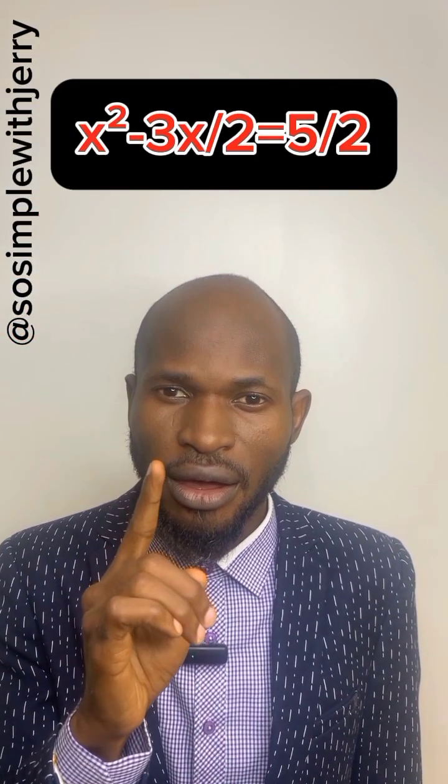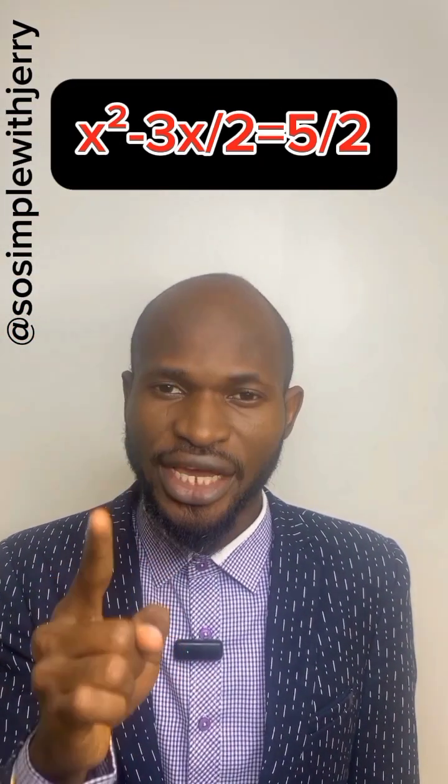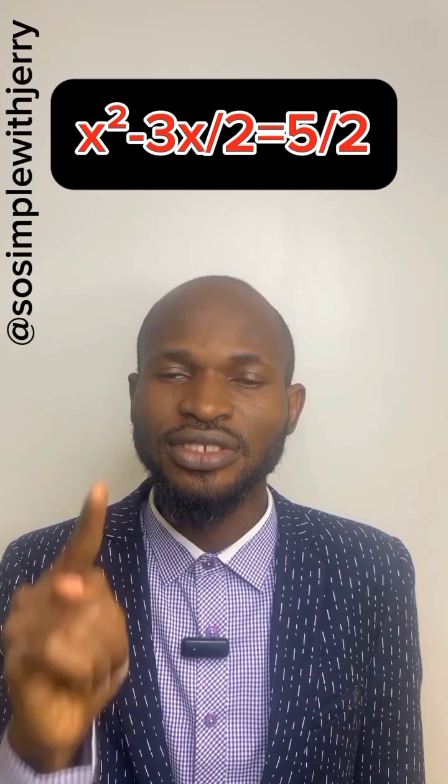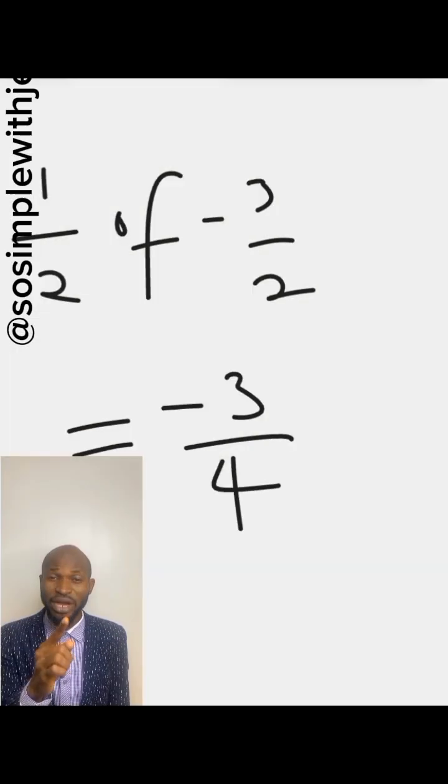Now that we have successfully divided both sides by the number 2, we now have x squared minus 3x over 2 is equal to 5 over 2. Now it's time for us to find the square of half of the coefficient of x. The coefficient of x is minus 3 over 2.